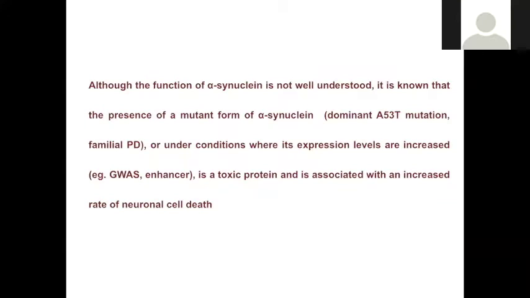The function of alpha-synuclein is not well understood, but it is known that the presence of a mutant form of alpha-synuclein, which is the A53T mutation in familial Parkinson's disease, or under conditions where its expression levels are increased, it becomes a toxic protein that is associated with increased rate of neuronal cell death. So what these authors have done is that they've used CRISPR to delete an enhancer in the alpha-synuclein gene. They've seen increased levels of alpha-synuclein expression in these cultured cells, and that the risk allele, the G allele, is controlling the activity of this enhancer.